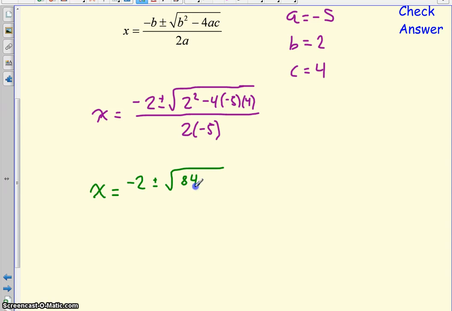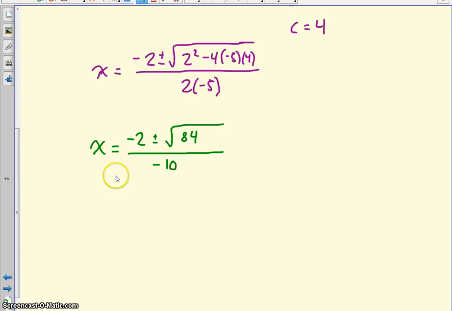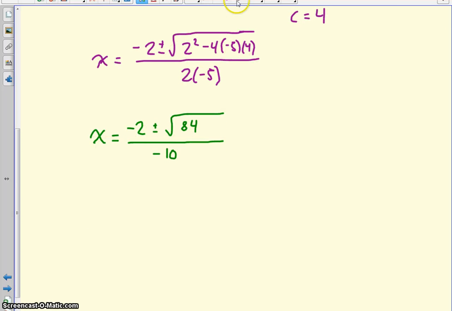Okay, the discriminant, so that part under the square root simplifies to 84. And the denominator becomes negative 10. So in theory, again, these are both answers right here. Remember, because we have the plus or minus, it means two possible things. It means that x equals negative 2 plus the root of 84 all over negative 10.